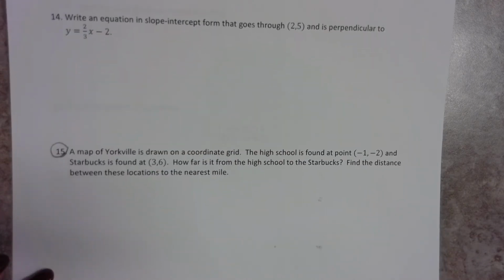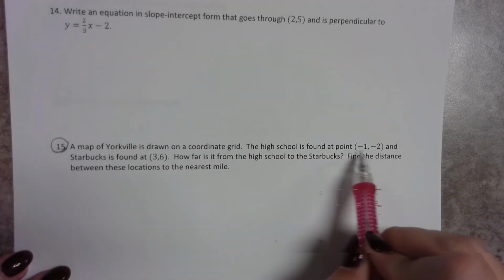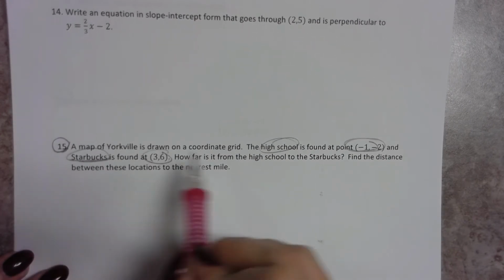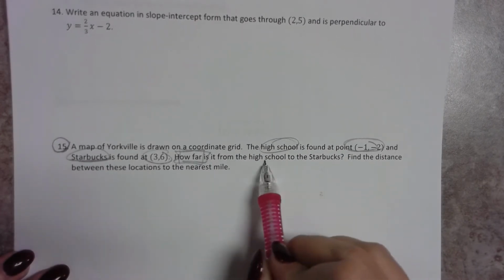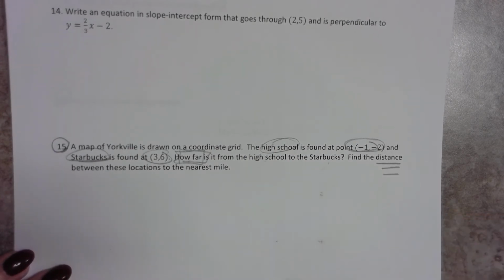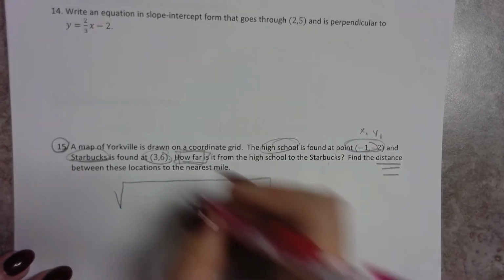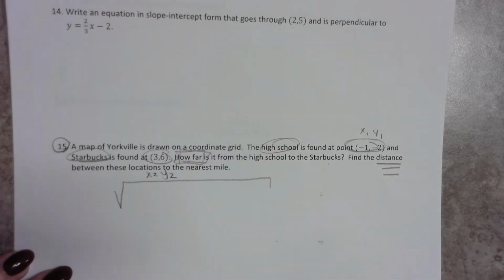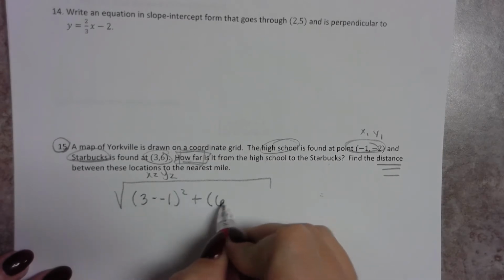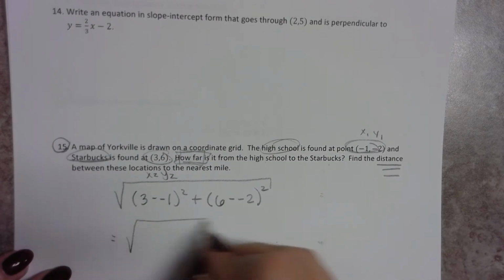Okay, number 15. Number 15 says, a map of Yorkville is drawn on a coordinate grid. The high school is found at this point. Starbucks is here, and we want to know how far the high school is to Starbucks. Okay, so if we want to know how far, that tells us that we have to use the distance formula. So we're going to use our distance formula. Here's x1, y1, x2, y2. So we've got 3 minus negative 1, and then 6 minus negative 2, right? We're using our distance formula. It's on the front page of your packet.